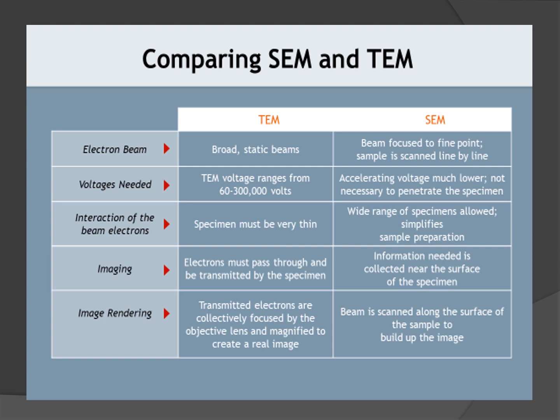Imaging. For transmission, electrons must pass through and be transmitted by the specimen. For a scanning electron microscope, the information needed is collected near the surface of the specimen. Image rendering. Transmitted electrons are collectively focused by the objective lens and magnified to create a real image for a transmission electron microscope. Whereas for a scanning electron microscope, the beam is scanned along the surface of the sample to build up an image.